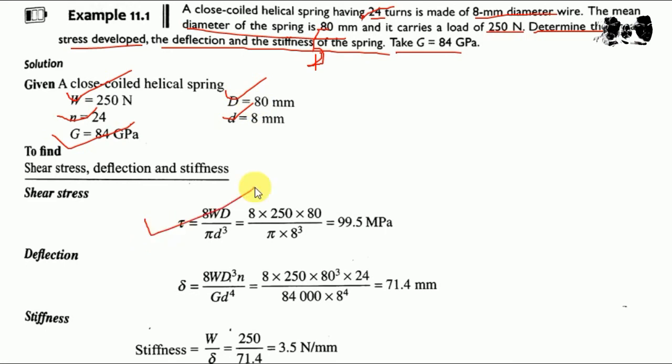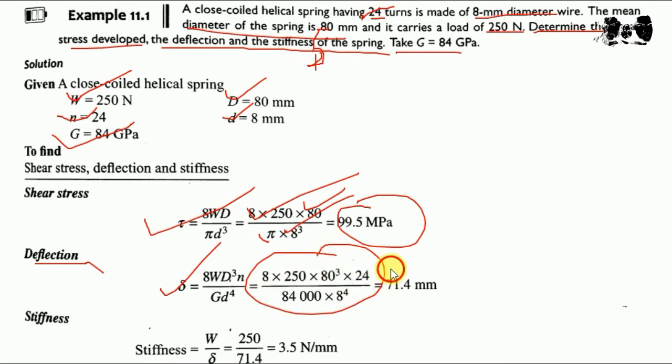We already know the value of shear stress or torsional stress, which is 8 W D upon pi d to the power 3. Placing all the values we can easily calculate the stress, which is 99.5 MPa, and we already have the formula for deflection, which is 8 W D to the power 3 n upon G d to the power 4. Just placing the values and calculating, we get 71.4 mm. We know the stiffness of a spring is simply the ratio of the total load to the total deflection. The total load is 250 upon the total deflection, so this is the value. It means that applying 3.5 Newton of load gives a unit deflection. This is the way to find the stiffness of a spring.